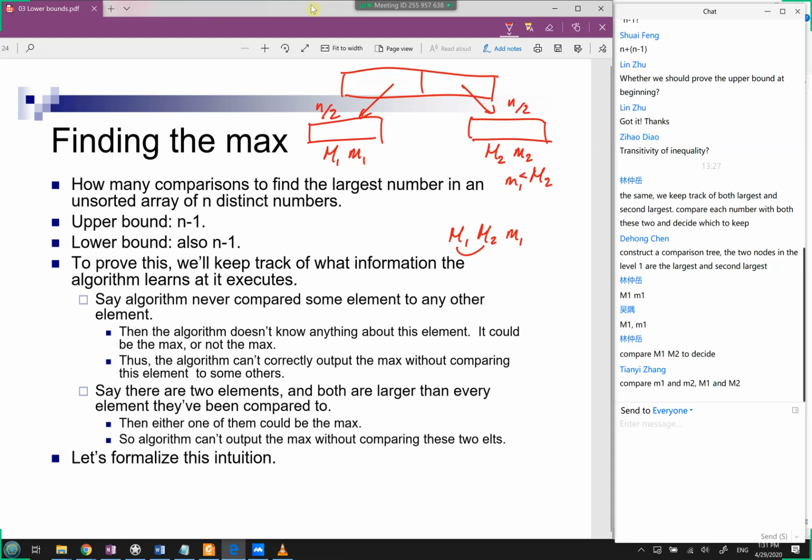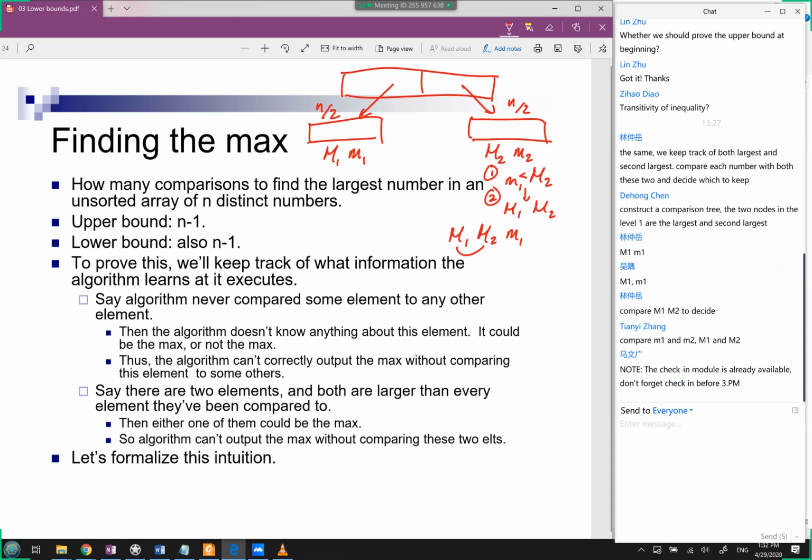Sorry about that. You actually do not want to compare little m2. If this is the case, then you need to do another comparison between big M1 and big M2. So in total, if you do this divide and conquer approach, you have to do a comparison here, and then depending on the outcome, you might have to do a second comparison.